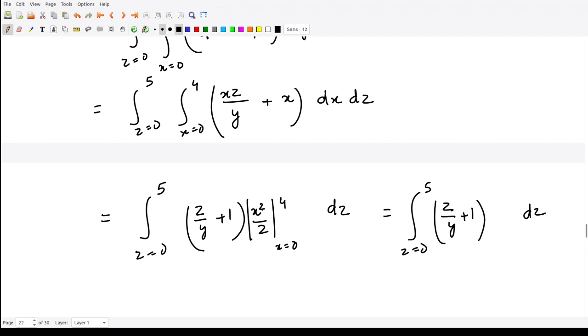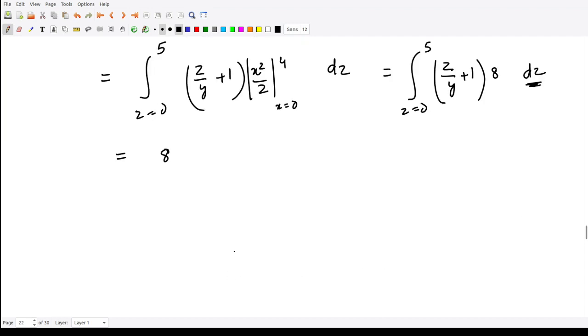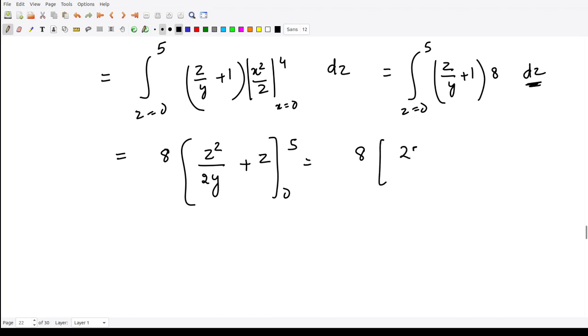So basically you are left with the quantity z upon y plus 1 into, when you substitute 4 here, it would be 16 by 2, that would be 8. When you substitute 0, you will have 0. So this is what you have. So that means you are to now perform the integration with respect to z. So this quantity will be equal to z square by 2y, because y will be treated as constant, plus z, and the limits of integration vary from 0 to 5. So this would be 8. Here when you substitute 5, you have 25 by 2y, right?